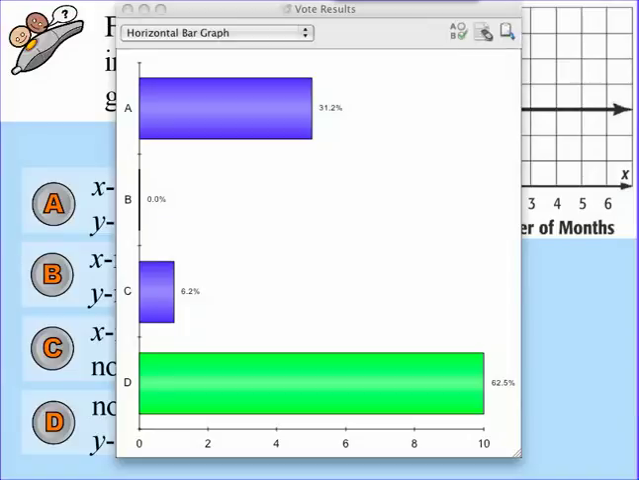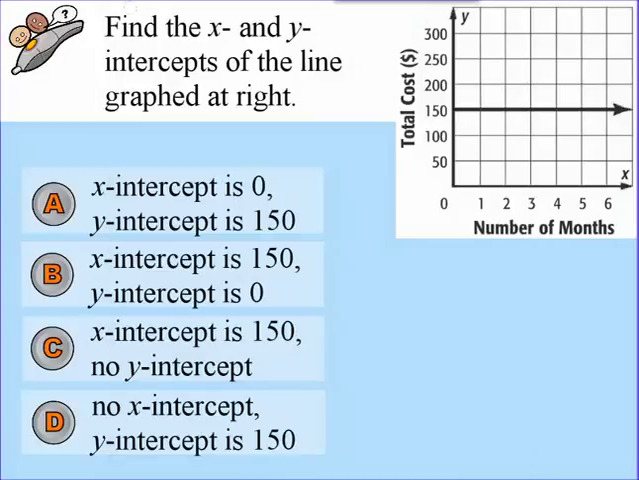Good. D. Now let's look at the difference between D and A. In A, it says the x-intercept is 0. For that to be the case, the graph would have had to cross the x-axis right there, and it doesn't. This graph never touches the x-axis, so therefore it doesn't have an x-intercept.